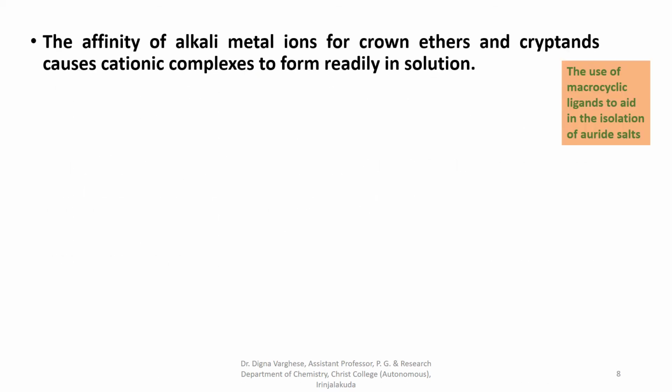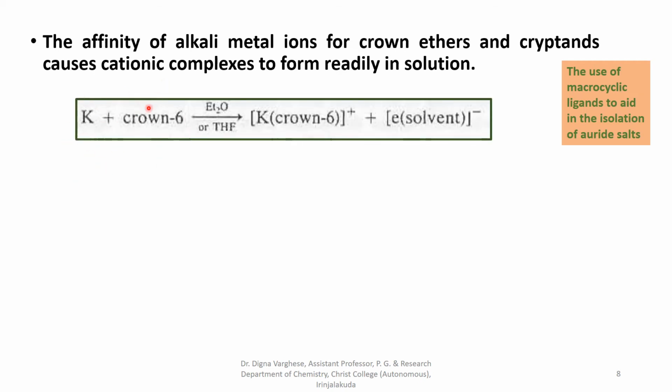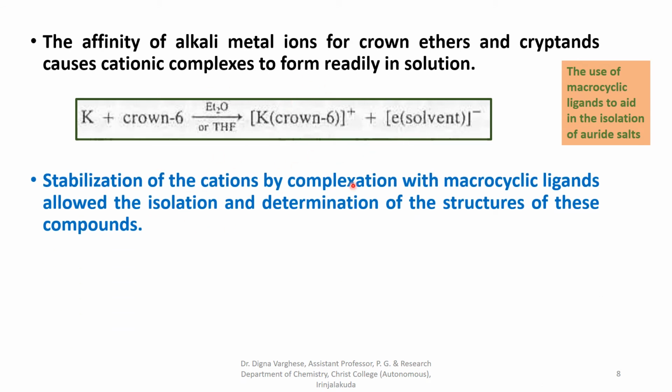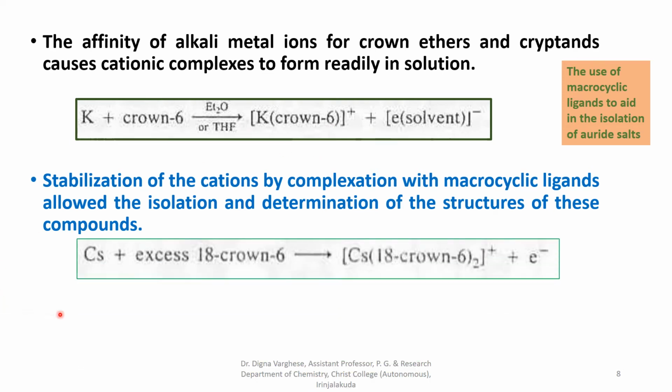The affinity of alkali metal ions for crown ethers and cryptands causes cationic complexes to form readily in solution. For example, potassium reacts with crown ether in diethyl ether or tetrahydrofuran, forming a potassium complex with crown ether and electron. Stabilization of the cations by complexation with the macrocyclic ligands allowed the isolation and determination of the structures of these compounds. A rough generalization can be made that excess ligand will favor the formation of the electrolyte, inasmuch as all of the metal may be complexed as the cation.